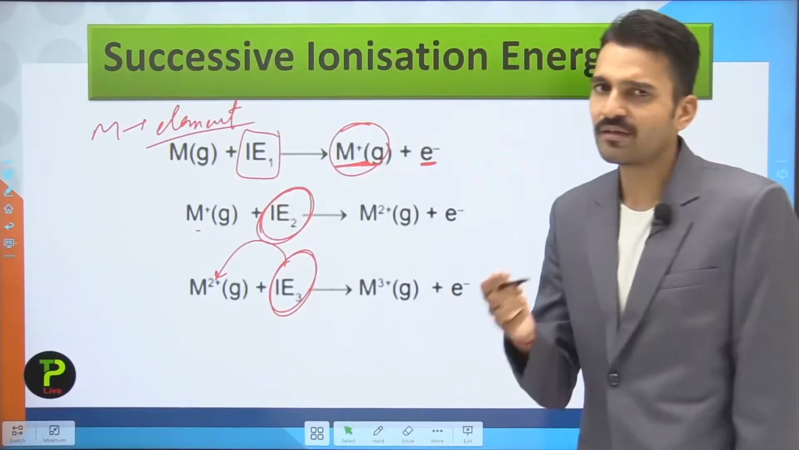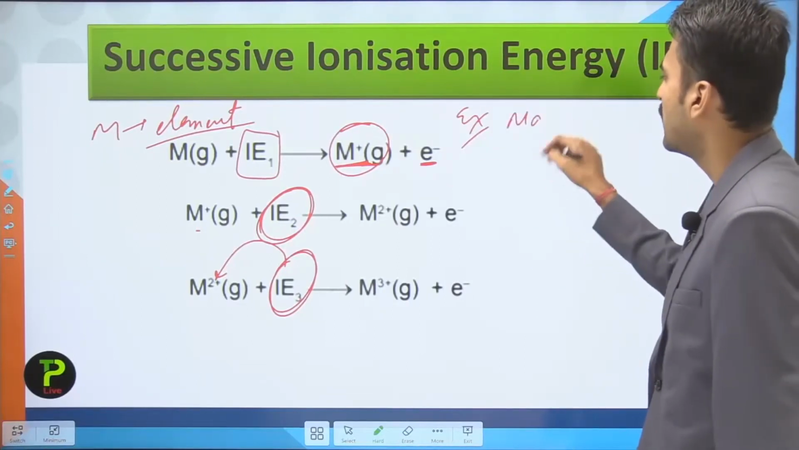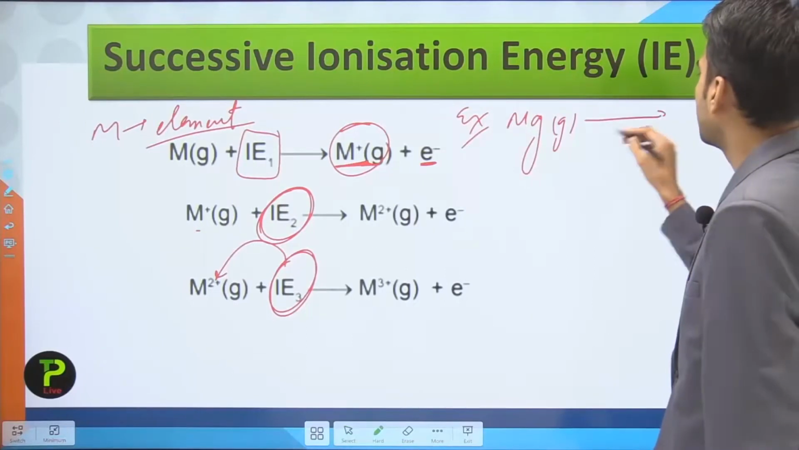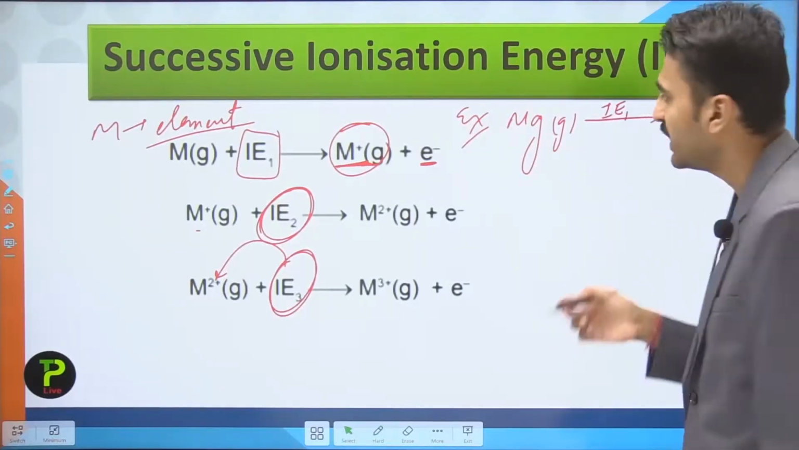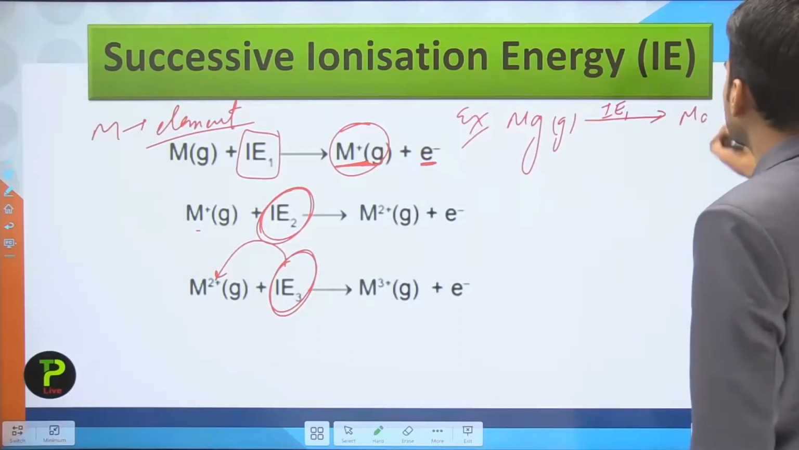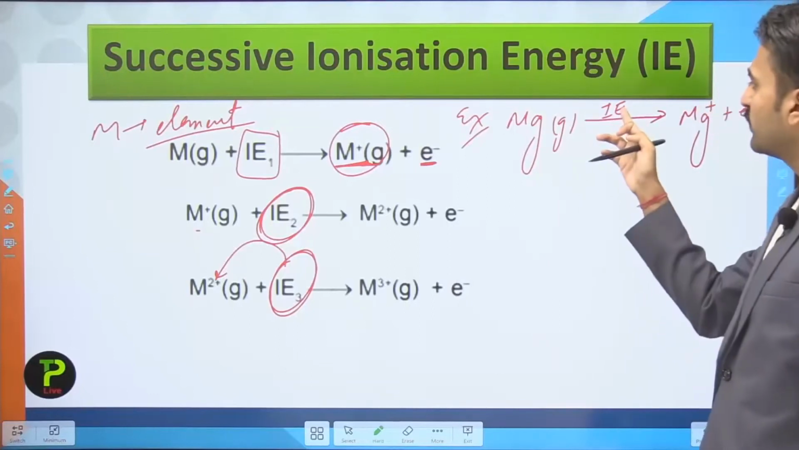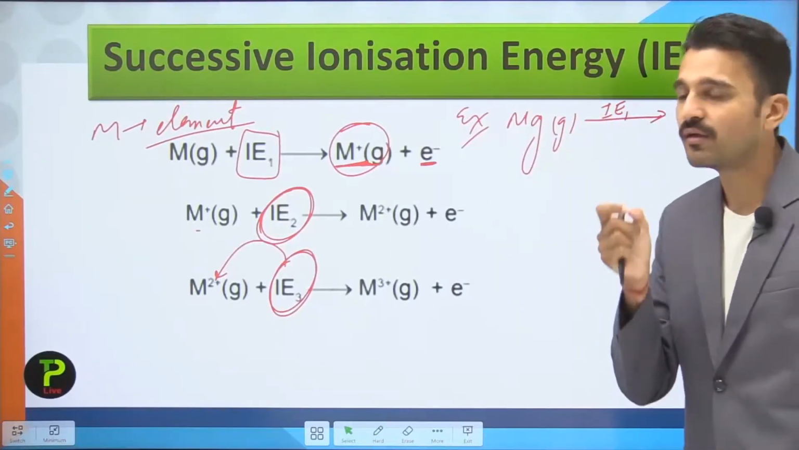Just for an example, if I talk about magnesium in the gaseous state, and I provide some kind of energy, that energy will be termed as ionization energy, and it will convert into Mg plus and one electron being removed. So this first energy that I gave to remove an electron is termed as the ionization energy.